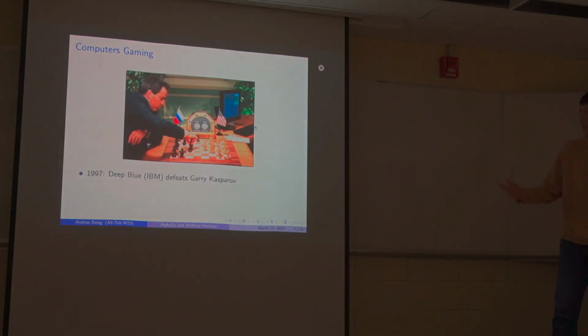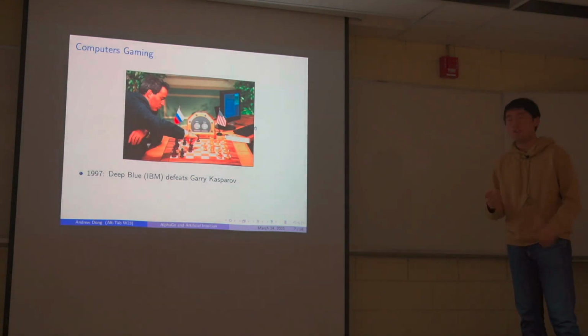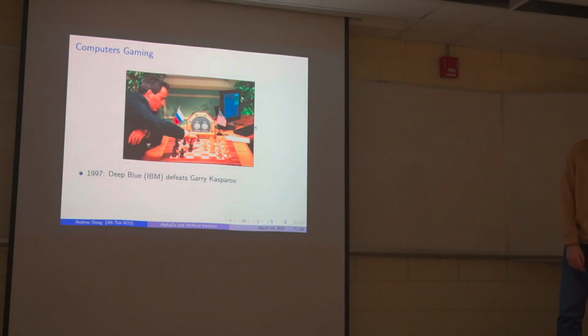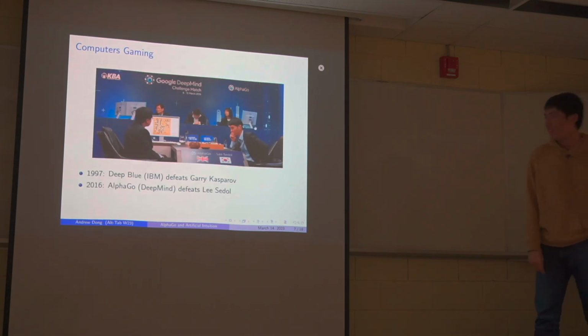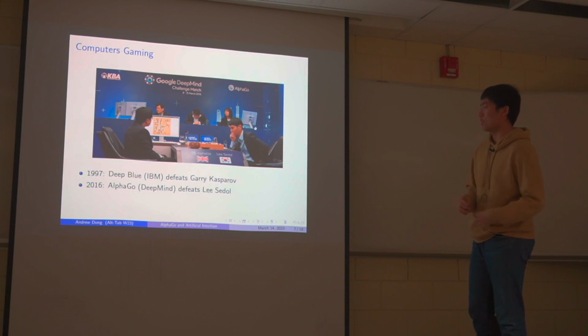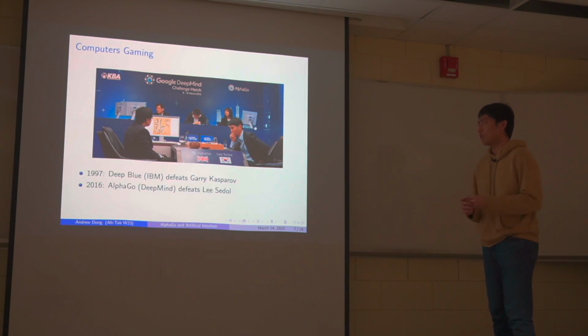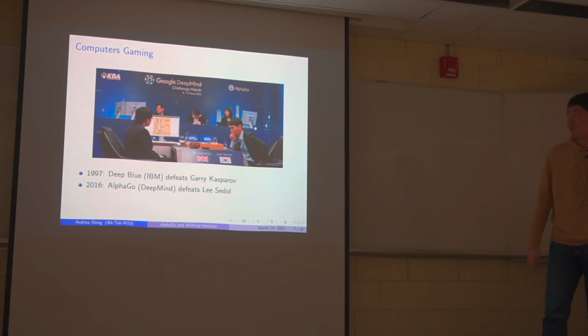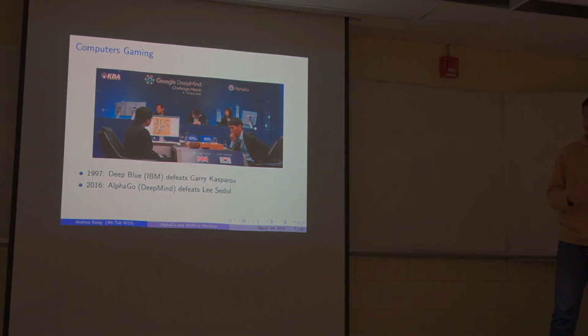Okay, quick history on computers gaming. You probably have heard of this. In 1997, Deep Blue defeats Garry Kasparov, a pretty good chess player. And then in 2016, almost 20 years later, AlphaGo by Google DeepMind defeats Lee Sedol, who was the world Go champion at the time. Actually, AlphaGo discouraged him from playing Go, and I think he later stopped playing professionally, largely due to this event.